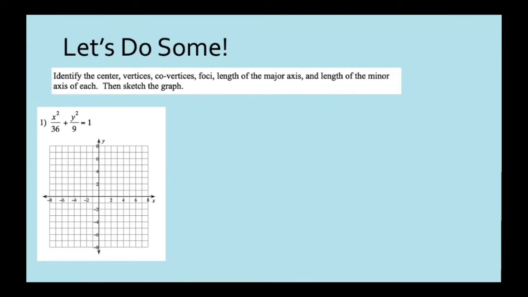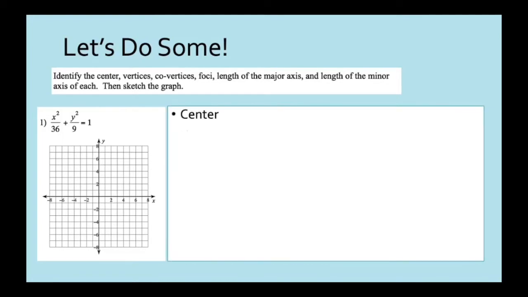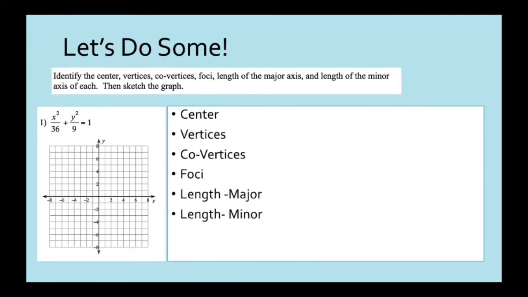Now that we have all this information, let's do some problems together. This is number 1. We're going to identify the center, vertices, co-vertices, foci, length of the major axis, length of the minor axis, and then we're going to graph it all. Sometimes graphing comes first, other times it comes somewhere in the middle or last. You probably should take some time on your paper to write these words or some abbreviation for these words. So it might be time for you to pause this video and come back in a moment.